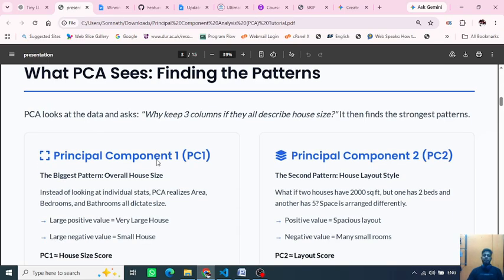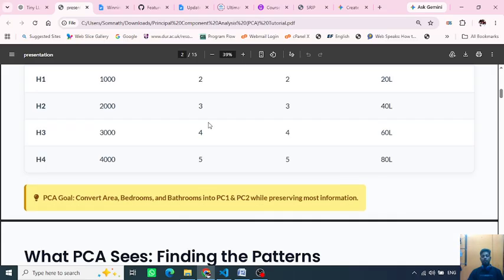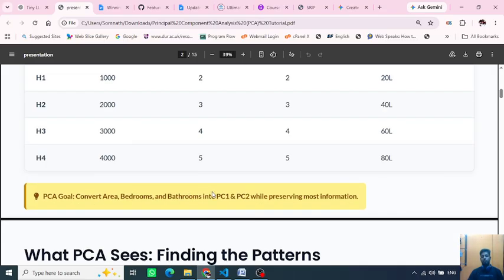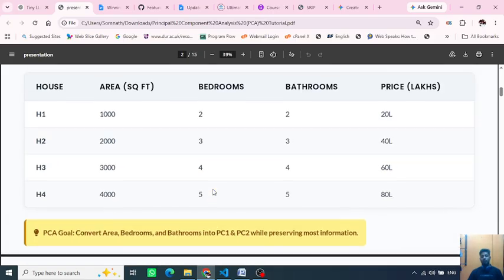So PCA looks at the data and asks: why keep 3 columns if they all describe the house type? Actually, I am talking about the area, bedroom, and bathroom. You can see that as area, bedroom and bathroom increase, price also increases, right? And if area is increasing, bedroom and bathroom also increase, right? That means three columns are redundant.